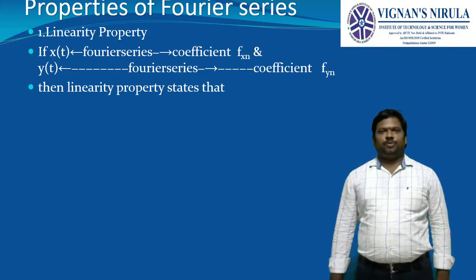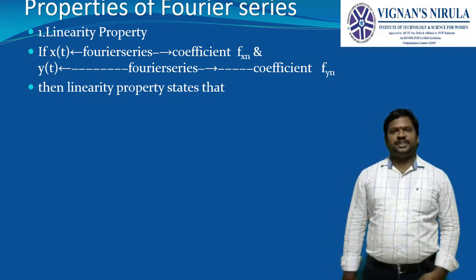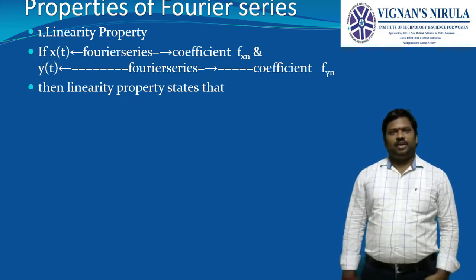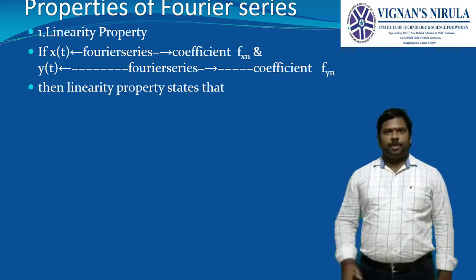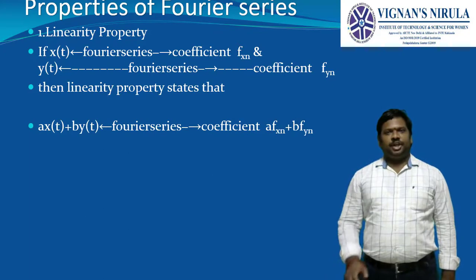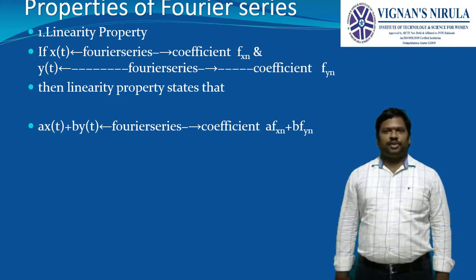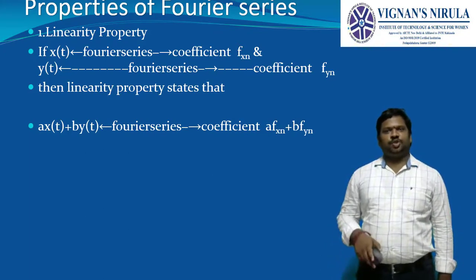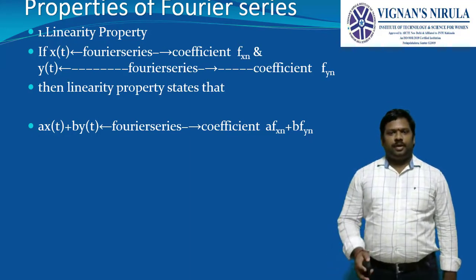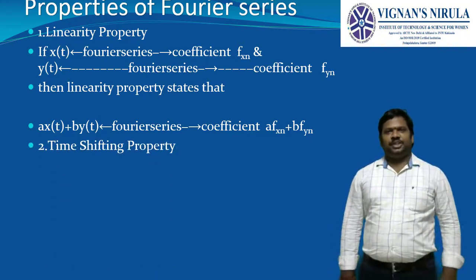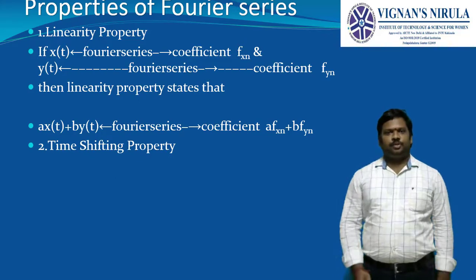If you take x of t, then the corresponding Fourier series coefficient is F_xn, and if you take y of t, then the corresponding Fourier series coefficient is F_yn. Then the linearity property states that a into x of t plus b into y of t has the corresponding Fourier series coefficient a into F_xn plus b into F_yn. That is the statement. Here we will see the statements only, and later we'll see the proofs also.